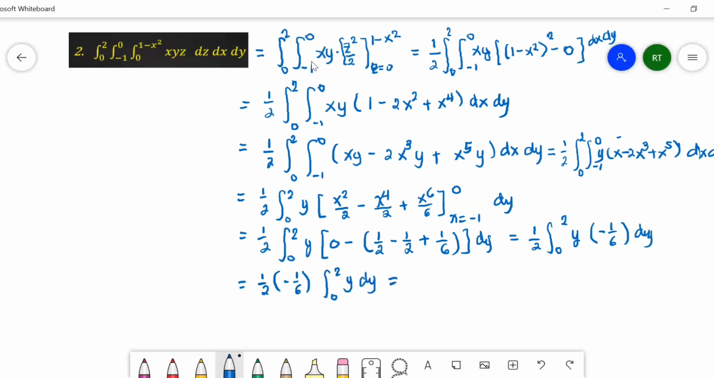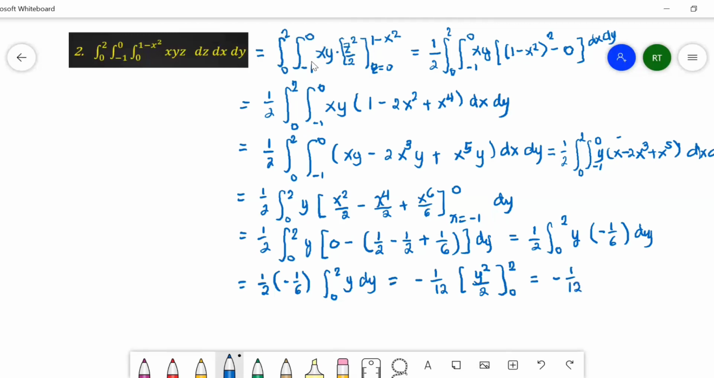which is equal to -1 over 12. Okay, and the integral of y dy is y squared over 2. So we have y squared over 2, and this must be evaluated from 0 to 2. Hence we have negative 1 over 12.